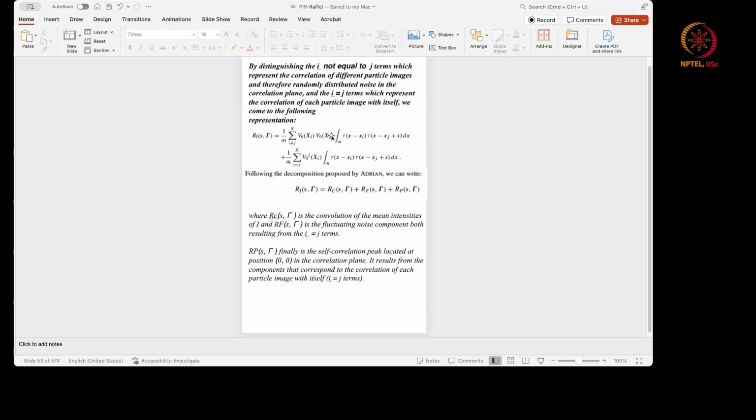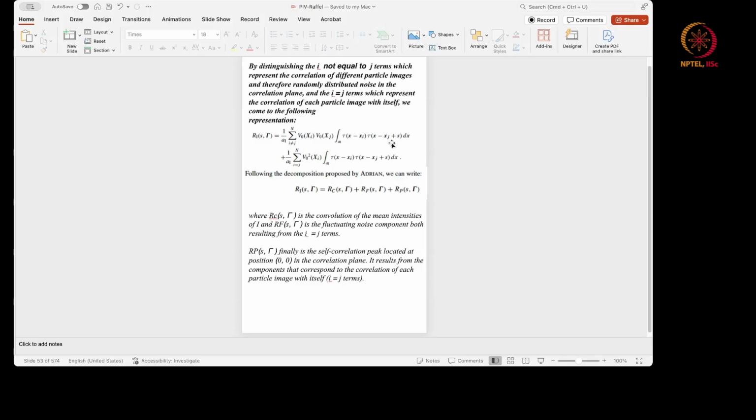This is once again the expression where you are separating the two terms. This is i not equal to j, and this is i equal to j. So here x_i and x_j are equal, and there x_i and x_j are not equal. The i not equal to j terms represent the correlations of different particle images, and therefore randomly distributed noise in the correlation plane. And i equal to j represents the correlation of each particle image with itself.